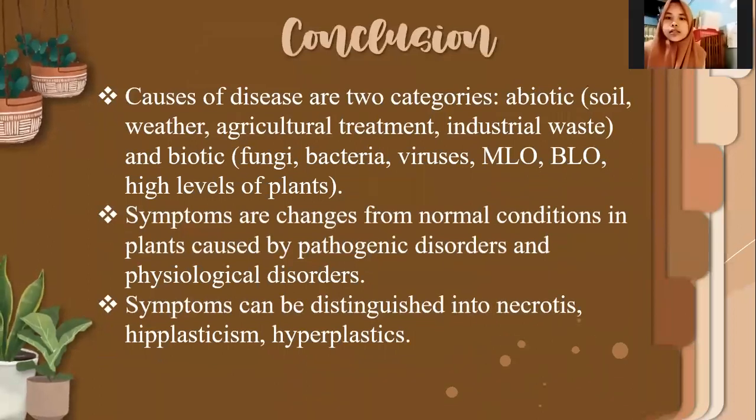And the last is the conclusion. Causes of disease are in two categories. First is abiotic, like soil, weather, agricultural treatment, industrial waste, and biotic, like fungi, bacteria, viruses, MLO, RLO, and higher level of plants. Two, symptoms are changes from normal condition in plants caused by pathogenic disorders and physiological disorders. And the third, symptoms can be distinguished into necrosis, hypoplastic, and hyperplastic.